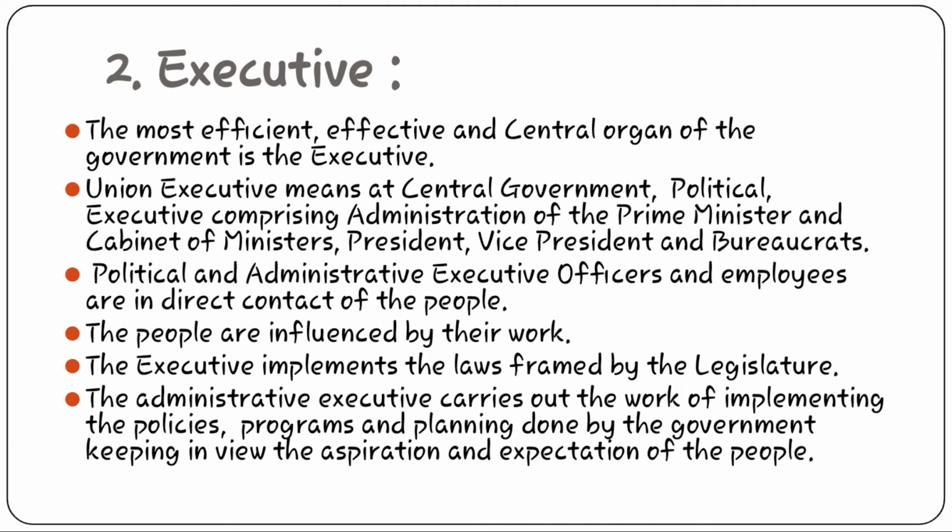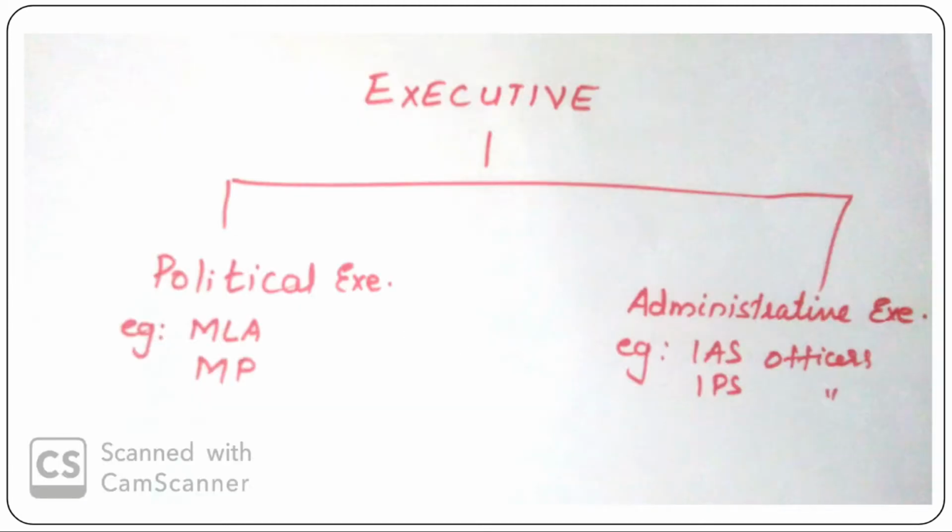Now, we have two types of executives. That is what we are going to discuss in the next section. Yes, next is the executive organ of the government. What do you mean by executive? That we have already discussed. Executive means the one who executes the rules and regulations, and administration of law. That is the main duty or function of the executive, to execute the rules and regulations of the country. Now, in India, the executive consists of two parts, political executive and administrative executive.